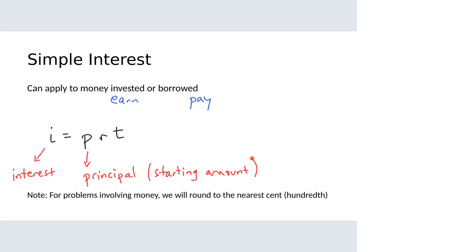And so if you're investing money, it's how much you put in. And if you're borrowing money, it's how much you borrowed. So either way, that P for principal represents the starting amount. R is going to be our interest rate. And then finally, the T here is for time. How long was the money invested or borrowed?